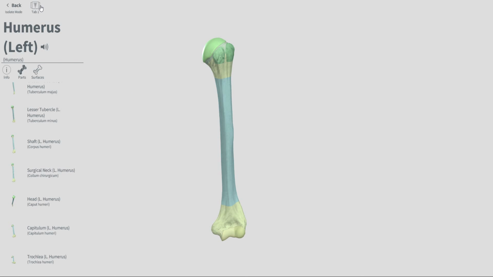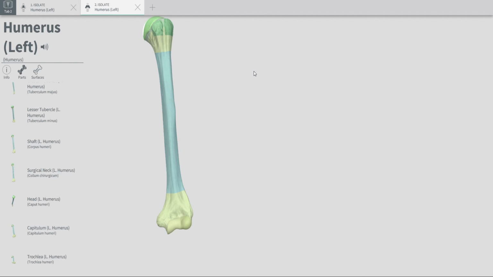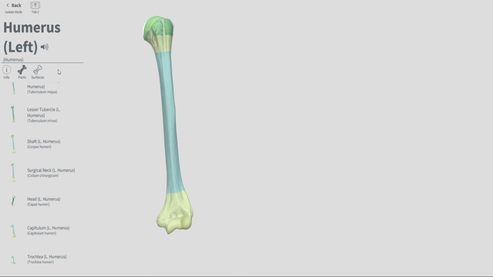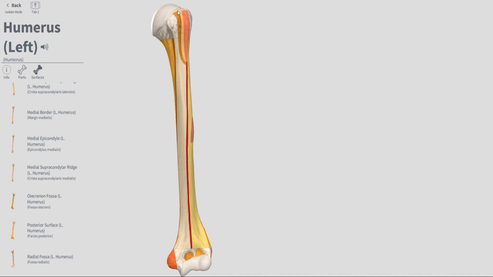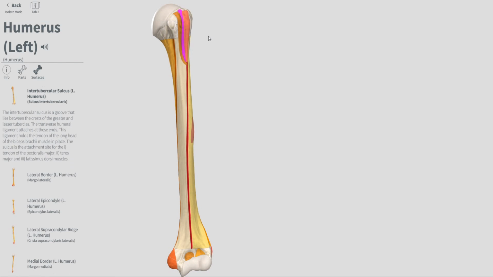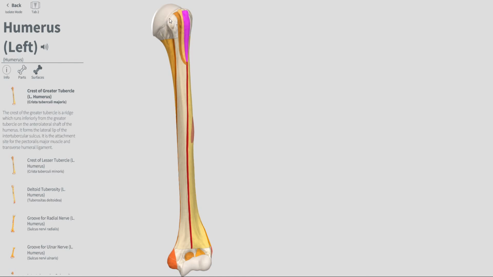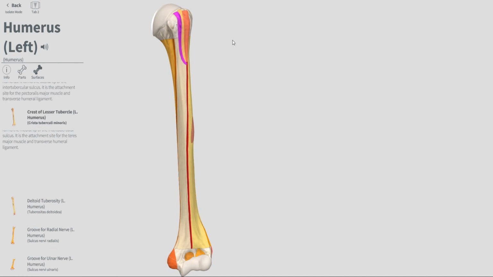Now let me continue with the surfaces. If we take a look at the surfaces, we can see this light yellowish area over here is the intertubercular sulcus, which is also called the bicipital groove. We have the orange area on the right, which is the crest of the greater tubercle, and the left area is the crest of the lesser tubercle.